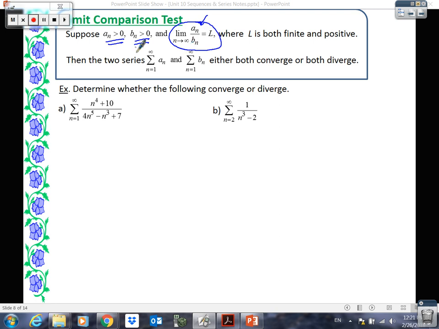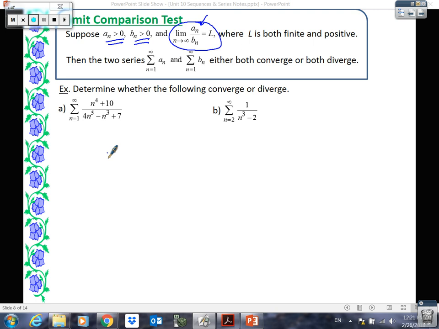Let's say this happens, so they're positive, we take the limit, we get L. If that is the case, then the two series that we have, the one that we were given and the one that we have chosen, either both converge or both diverge. They go hand in hand. Okay, they'll be the same. So let's take a look at our first problem.